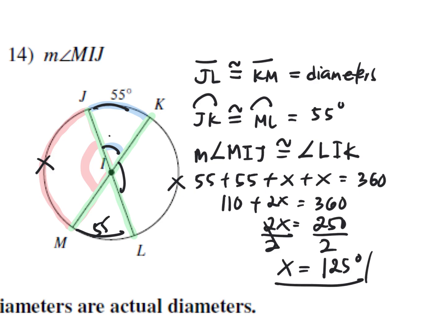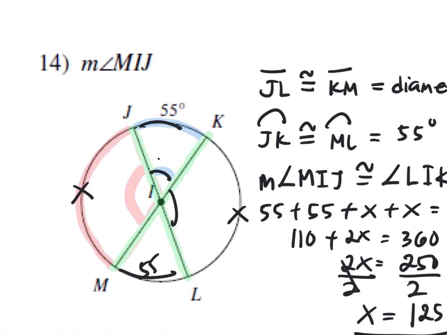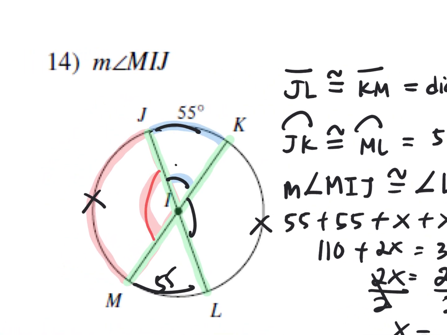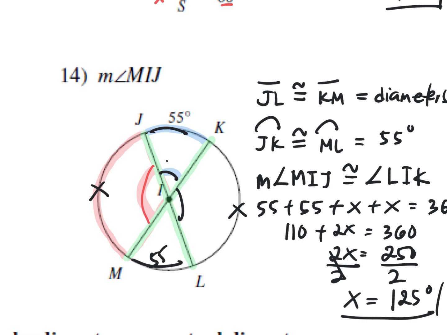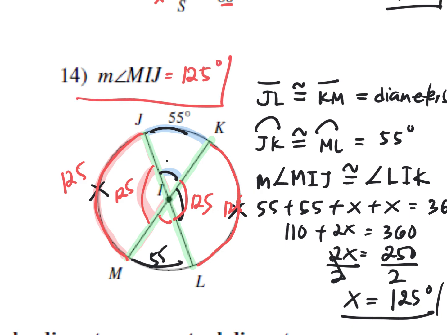Now, having said that, therefore, we can now answer what is asked in here. What is the measurement of angle MIJ? So we found out that this angle is going to give you 125, and this arc is also the same as 125. The opposite angle, a central angle, is also 125, and this arc will also be 125. Okay, so this is now going to give you 125 degrees. That is the answer to this question.